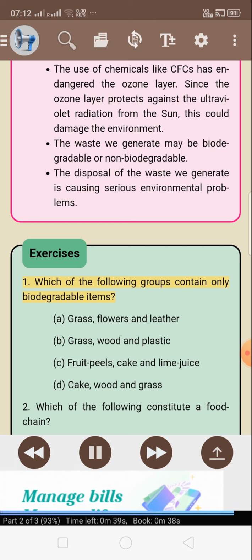Exercises. 1. Which of the following groups contain only biodegradable items? A. Grass, flowers, and leather. B. Grass, wood, and plastic. C. Fruit peels, cake, and lime juice. D. Cake, wood, and grass.